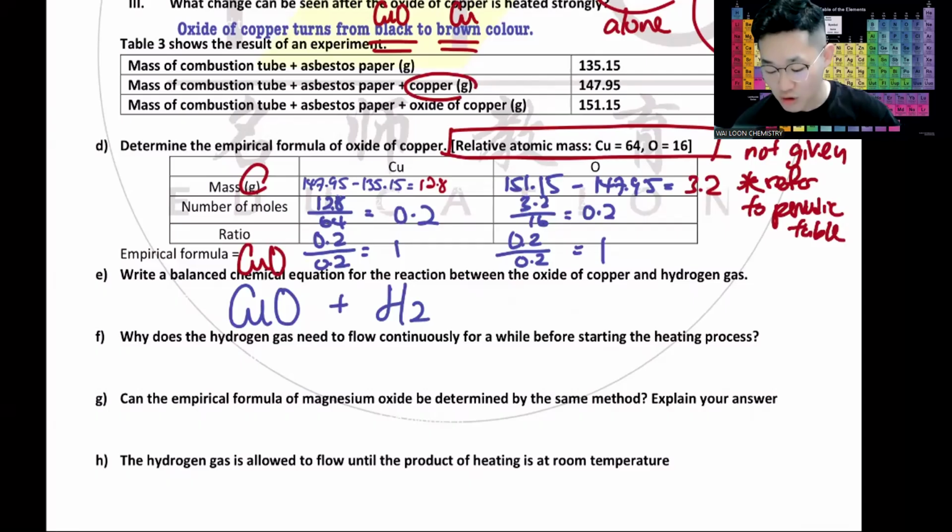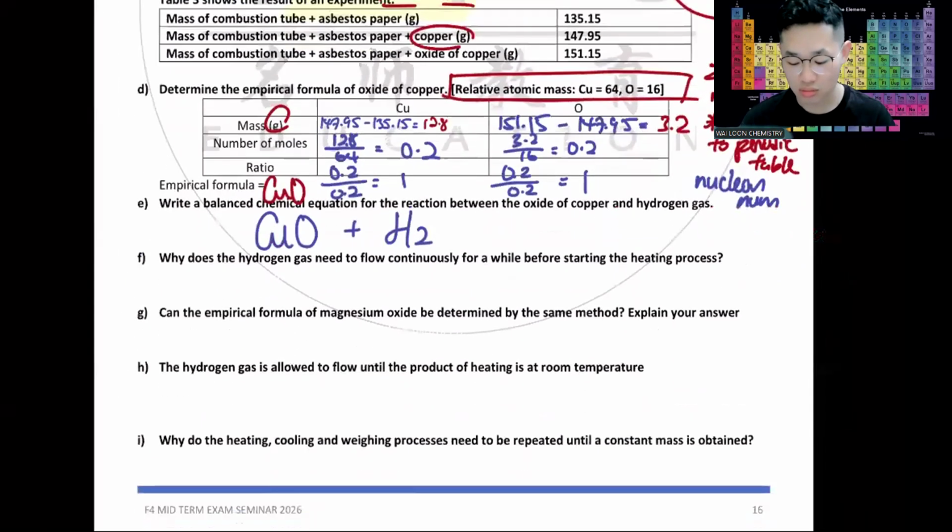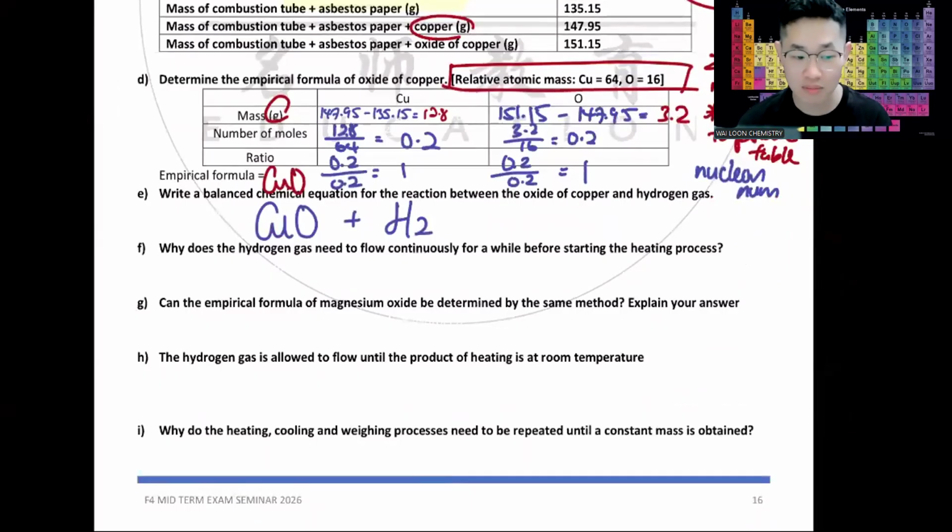Okay? So refer to the periodic table. You have to refer to the nucleon number, guys. The nucleon number is actually the relative atomic mass. For other schools, if you're getting the periodic table and you need the relative atomic mass, you just refer to it yourself. So CuO plus H2, you get Cu and H2O.